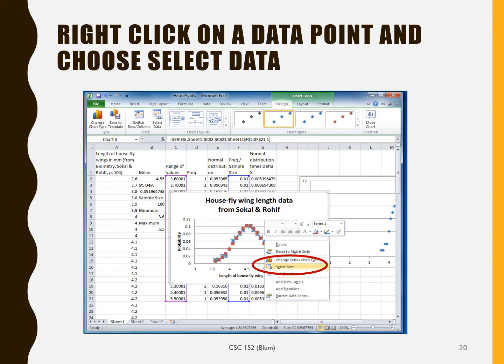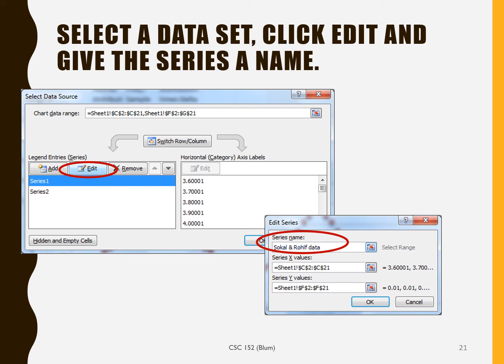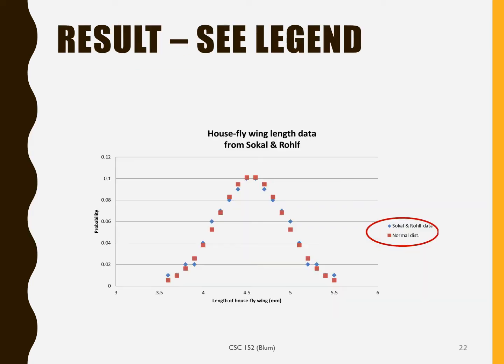Next, I want to control what the legend says, and toward that end, I'm going to right-click on a data point and choose Select Data from the context-sensitive menu. I highlighted the first series, which was the data, and clicked on Edit, and then in the Edit Series dialog box, I entered the series name. Then I repeated for Series 2, which was the normal distribution. And here we see the result with the series names now appearing in the legend on the right.